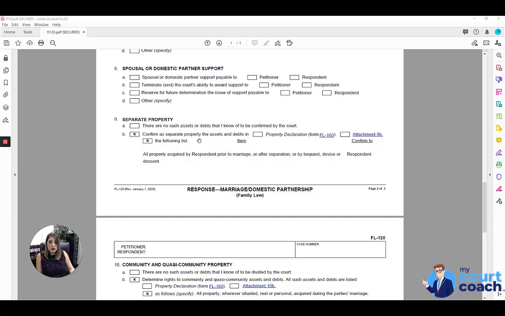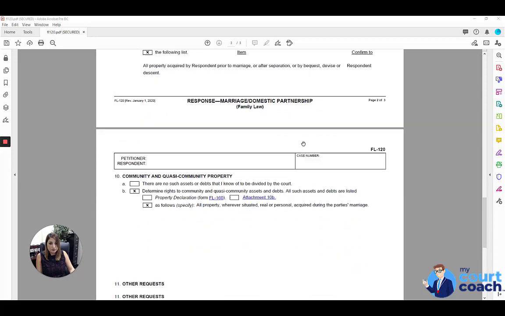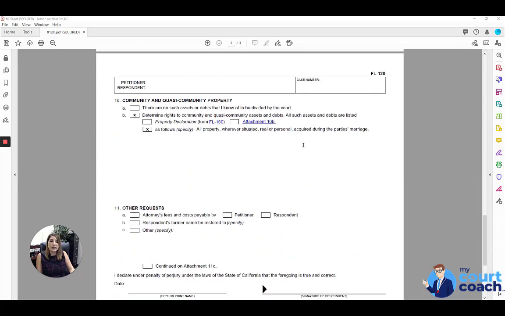Or what I generally do, because again, I like to keep things as broad as possible in terms of the relief I can request, I just generally put in the general definition of separate property. Again, that's all property acquired by a respondent prior to marriage, after separation, or by inheritance, devise, or descent, confirmed to respondent.